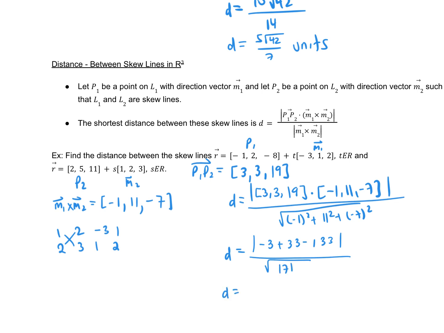And now just time to clean it up. So in the numerator, we'll have the absolute value of -103, and that's 103. And then as I rationalize the denominator, I'll multiply top and bottom by the square root of 171. And there we are. There's our exact distance between these skewed lines that never actually intersect.